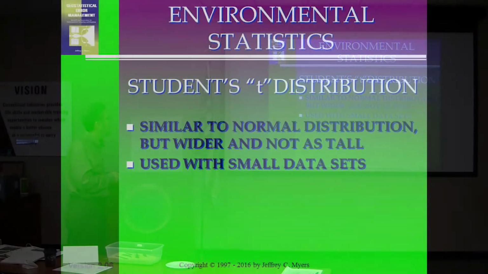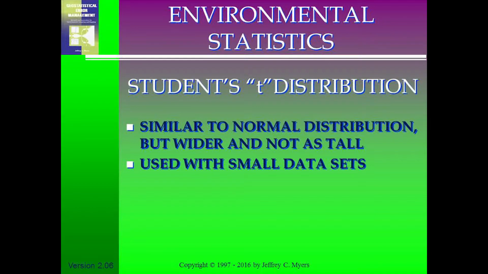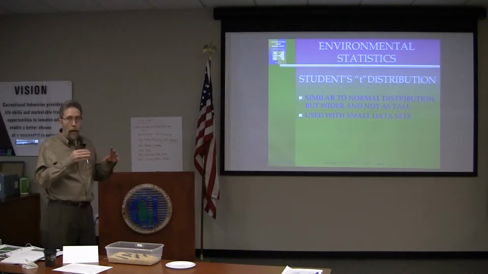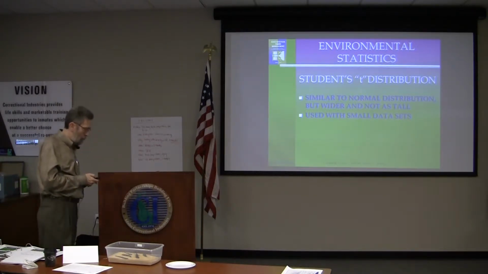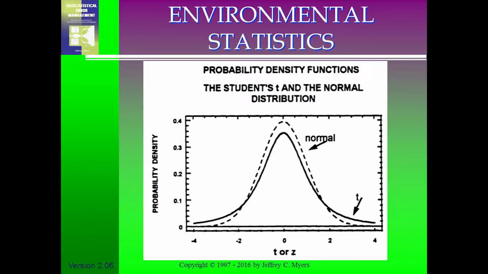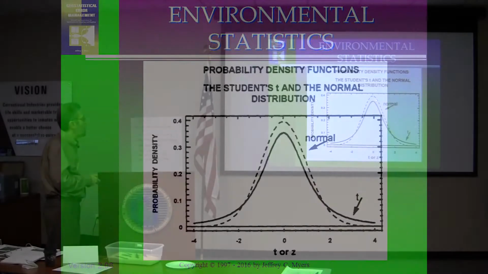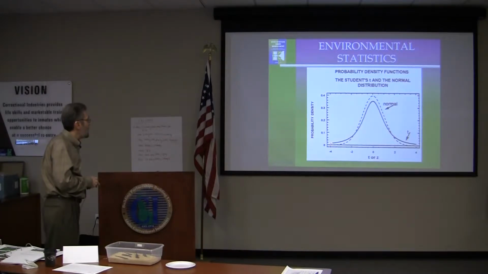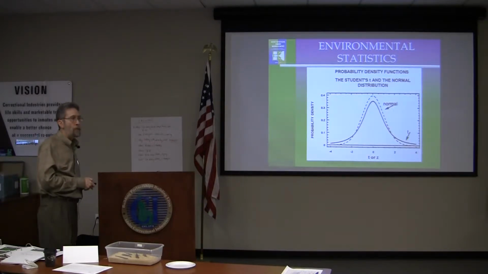Okay. So again, housekeeping, the student's t is very similar to the normal distribution. It's just a little bit wider and not quite as tall, and we use it when we have basically 30 samples or less. Here's a picture. You see the normal here in the dotted line. It's got a slightly higher peak than the student t distribution, but the student t has a slightly larger tail. Basically, almost all of the data, 99-some percent of a normal, fall within plus or minus 3 standard deviations. It's 4 for the student t.